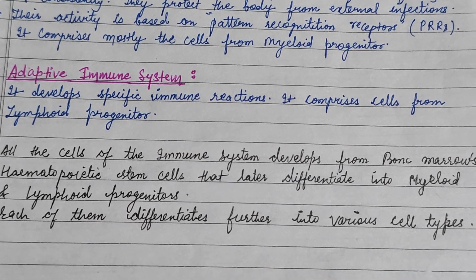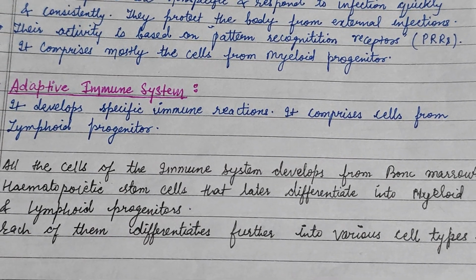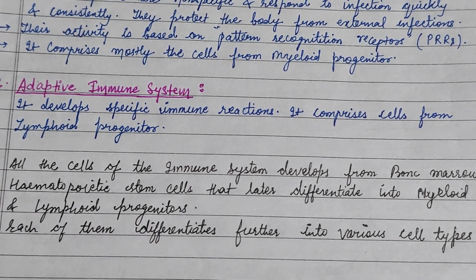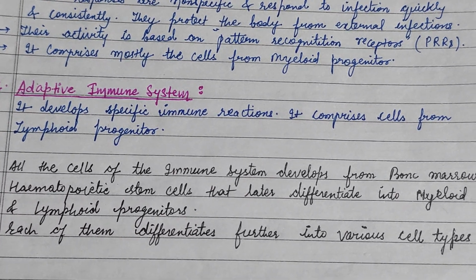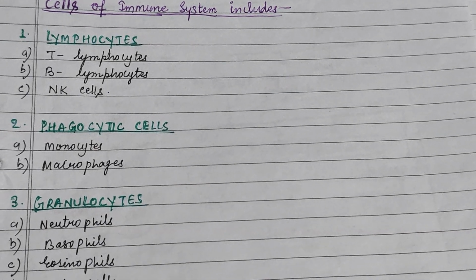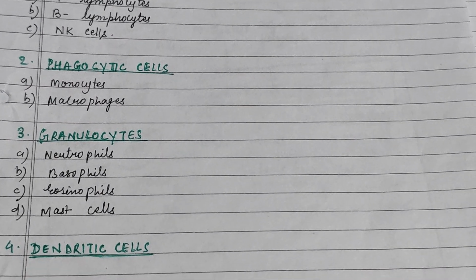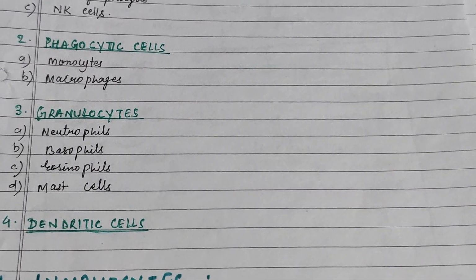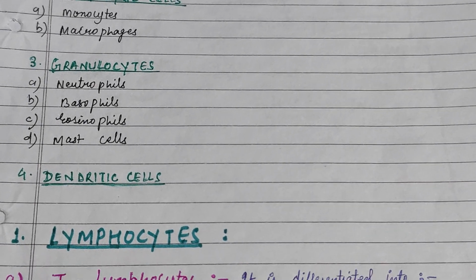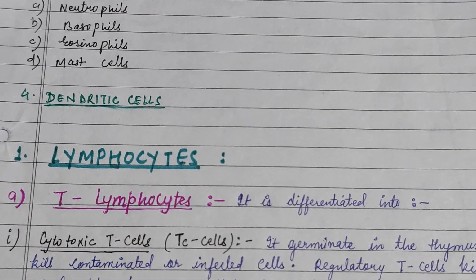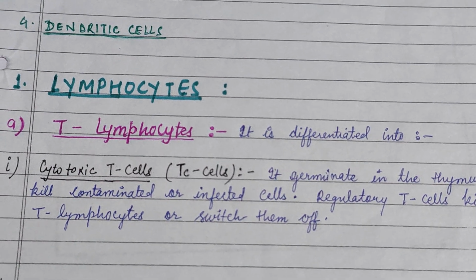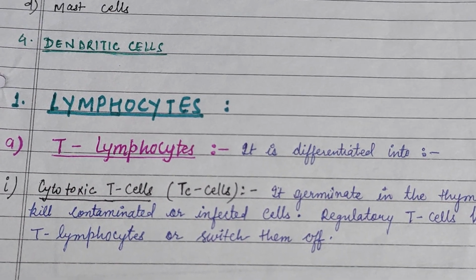All the cells of the immune system develop from the bone marrow's hematopoietic stem cells, which later differentiate into myeloid and lymphoid progenitors. The cells of the immune system include lymphocytes, which further include the T and B lymphocytes and NK cells, natural killer cells, phagocytic cells, granulocyte cells, and the dendritic cells. First, we will see the lymphocytes.